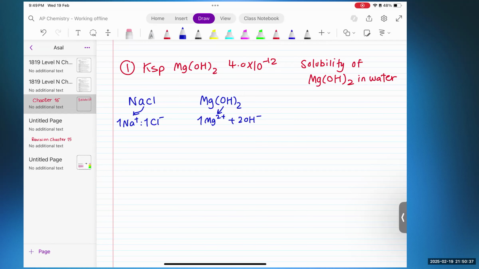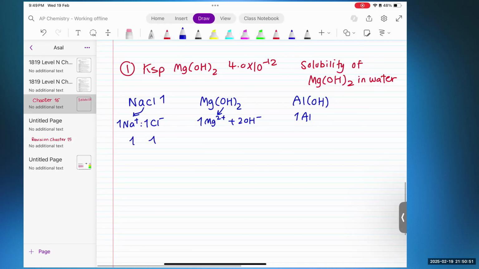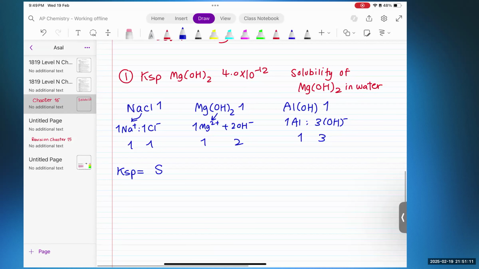The third one, for example, is aluminum hydroxide, which breaks down into 1 aluminum and 3 hydroxides. So the ratio is either 1 to 1 to 1, or 1 to 1 to 2, or 1 to 1 to 3 hydroxide ions. If the ratio is 1 to 1 to 1, usually KSP is equal to S, or we can call it X, the solubility, which is the concentration of the ions themselves. So it is equal to S squared.